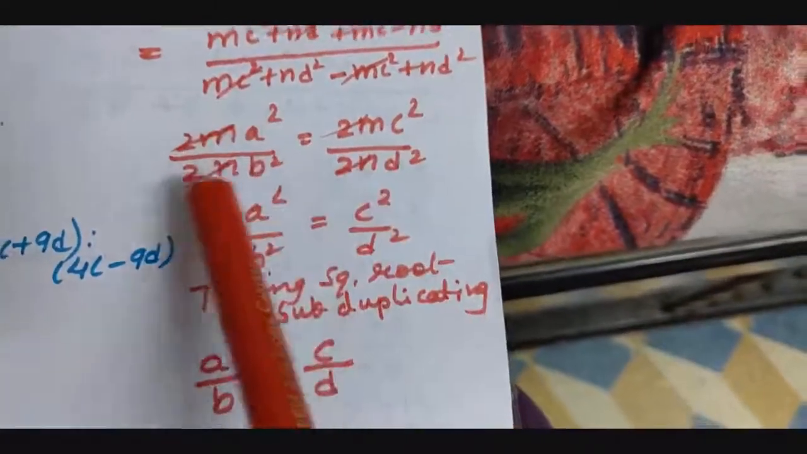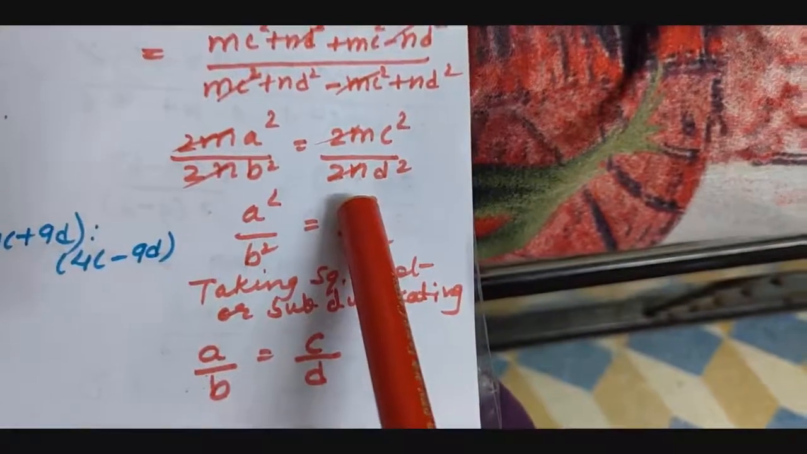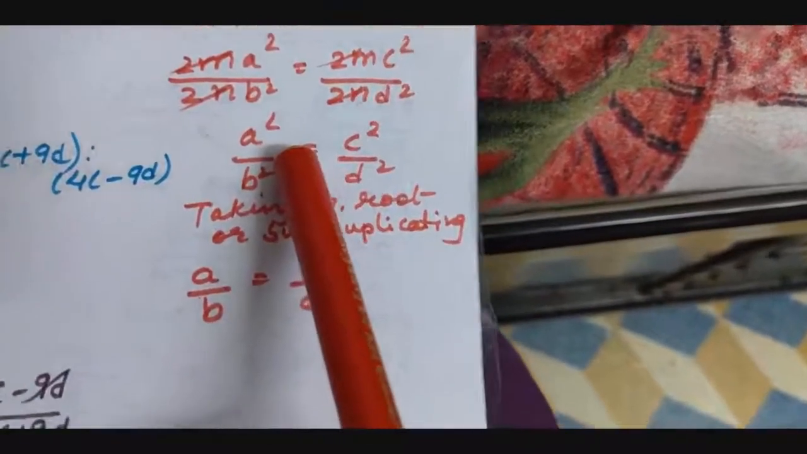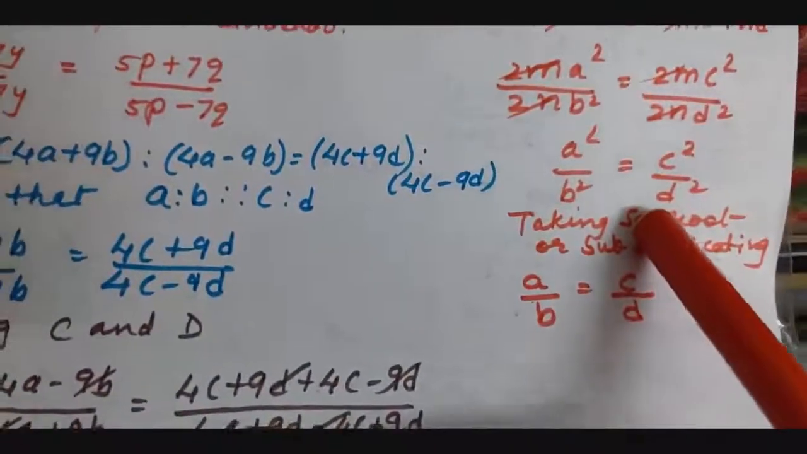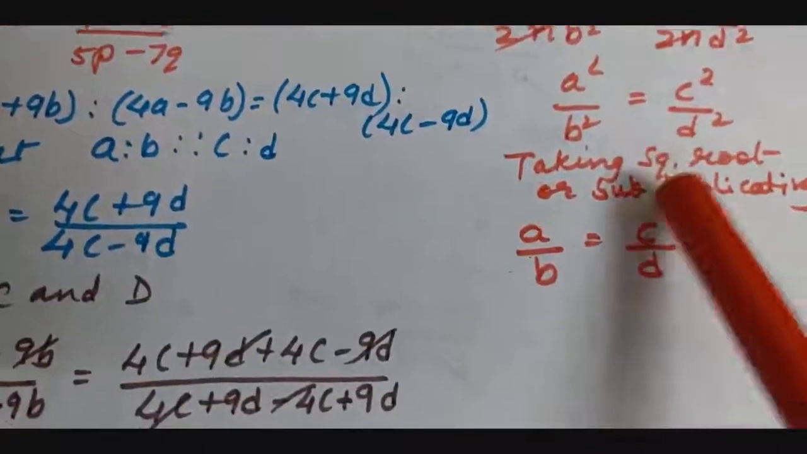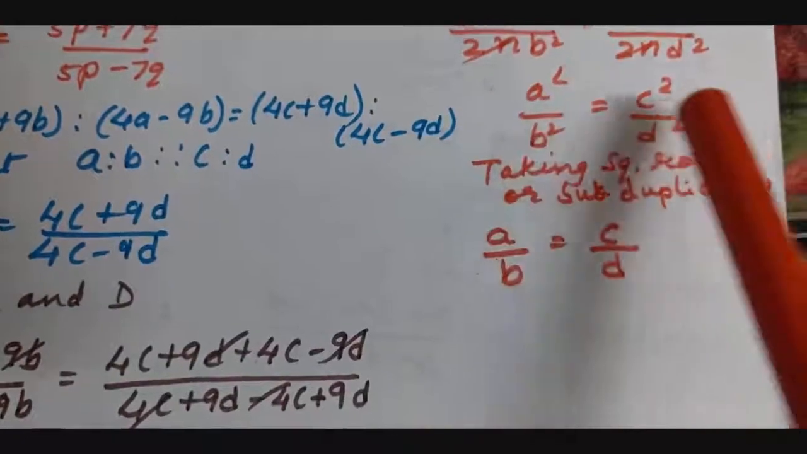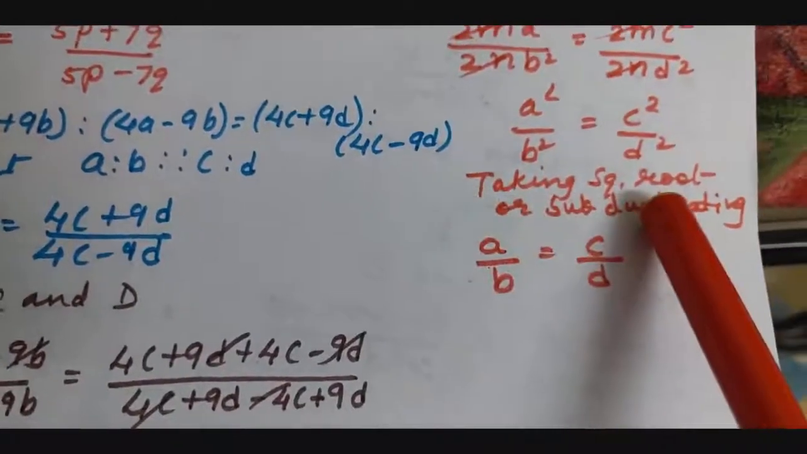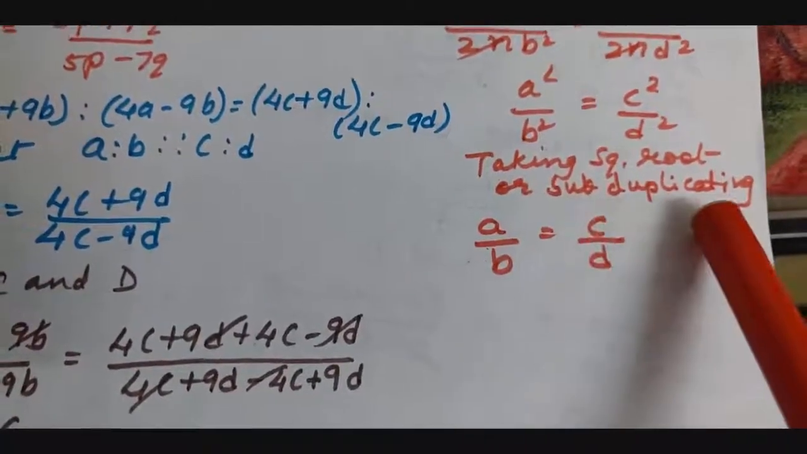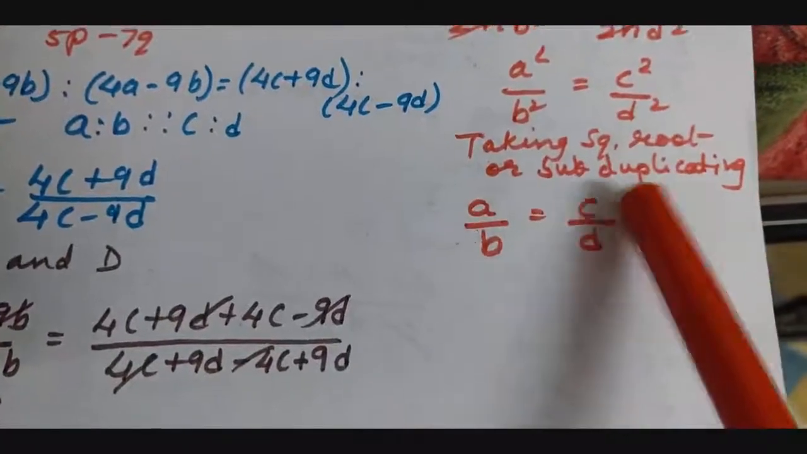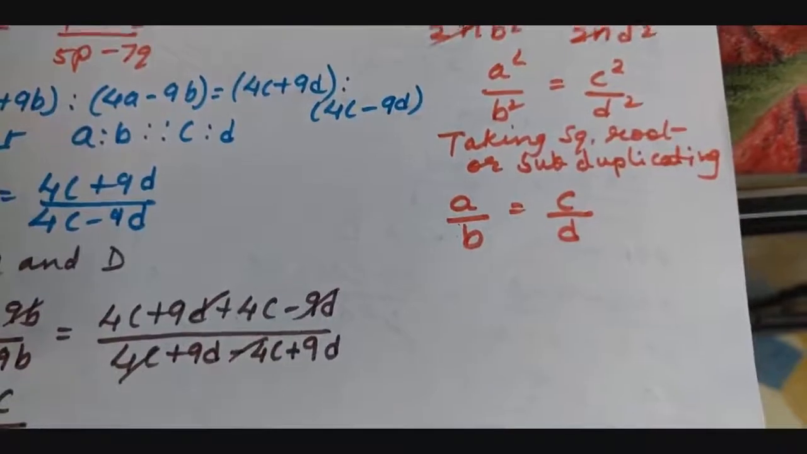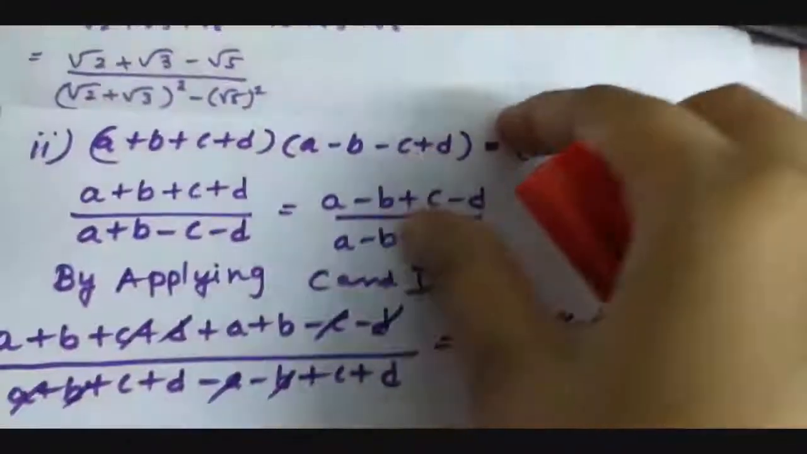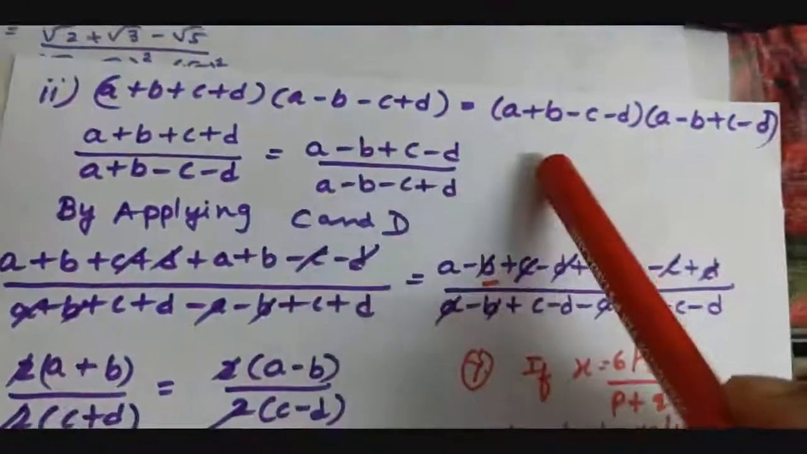Now 2m, 2m, 2n, 2n cancelled from both sides, so I am left with a square upon b square is equal to c square upon d square. Now I want to remove this square, so by taking square root, or you can say subduplicating, any way you can use, and get a by b is equal to c by d. Okay, now next question is the second part of the same question.